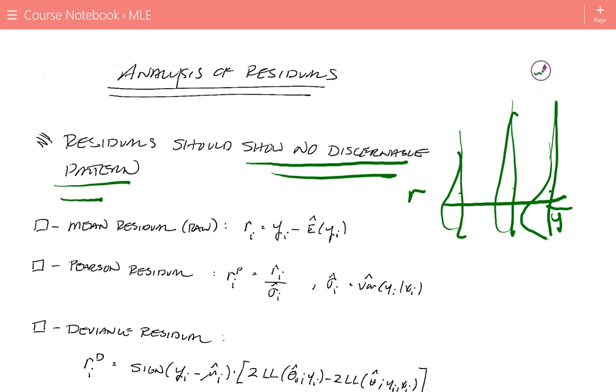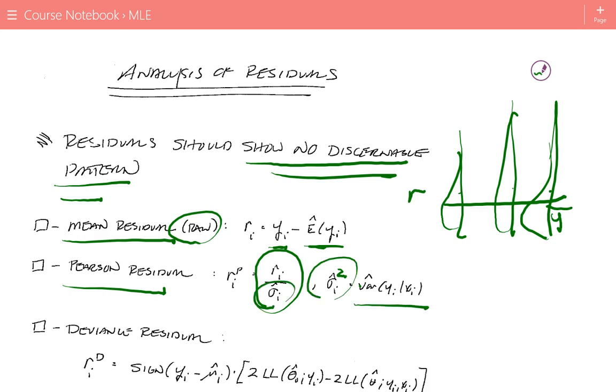So what kind of residuals do we look at? Well, the residuals that I was just speaking about here are the mean residuals. They are what some call the raw residuals, and they are the observed value of y minus the estimated expected value, y hat, the predicted value. There are also Pearson residuals, and that's essentially taking the raw residuals and standardizing them. So that's going to divide by the standard deviation, where the variance is the variance of y given x.